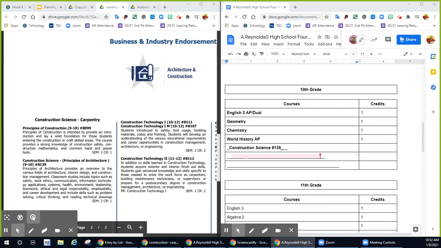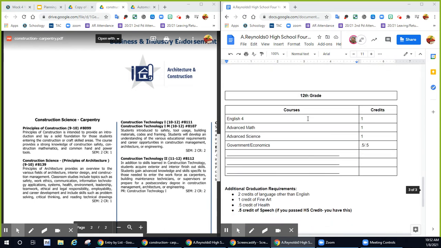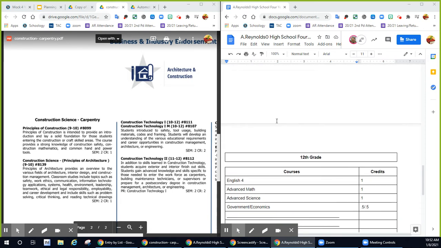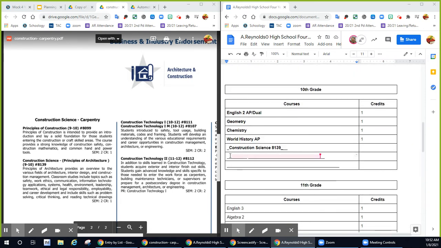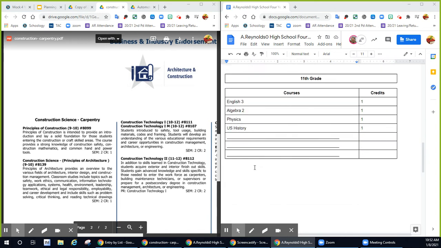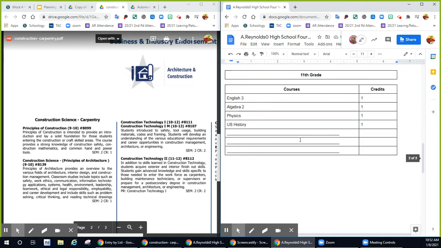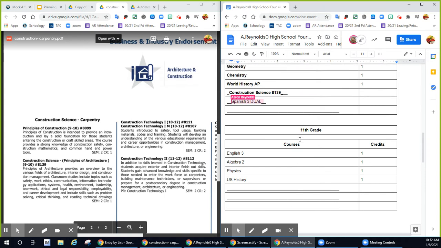Now let's see. So I'm scrolling down on mine because I'm pretty sure I need to do one more credit. You need one more of your Spanish credits. Yeah, so I'll do one more Spanish. Okay. And I'll go ahead and scroll down and take that off. Let's pretend I'm really good. I can do Spanish 3 dual. Mm-hmm. Because that's where the dual credit comes in. It's on Spanish 3.